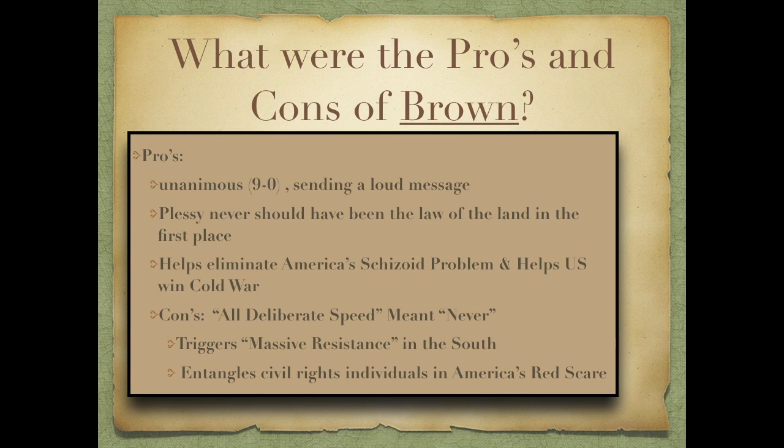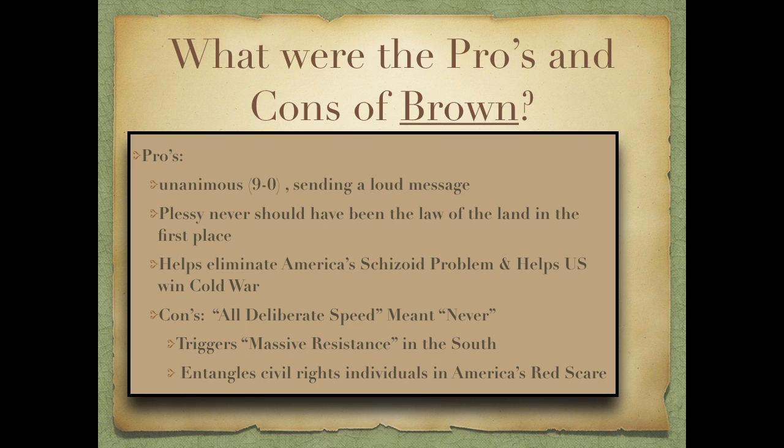So, what were the pros and cons of the Brown decision? Well, it was a unanimous decision, and that sent a loud message that henceforth the Supreme Court had spoken, and that if you were in favor of segregation, you were going against the law of the land. Plessy versus Ferguson, which was overturned by the Brown decision, should never have been the law of the land in the first place. It had been the law of the land since 1896, enforcing segregation, but it should never have been in effect in the first place.